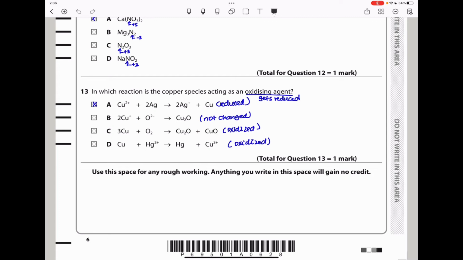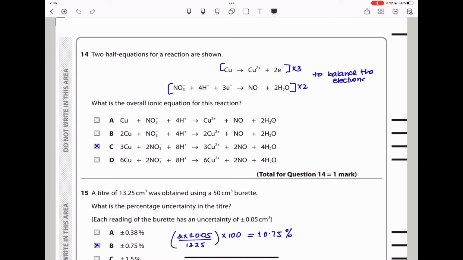Moving on to question 14. Question 14 says, two half equations for a reaction are shown below. So we have half equation that and half equation that. Let me first delete what I wrote so that I can show you. That is how these equations work. So this half equation and that half equation, and then they ask us what is the overall ionic equation for this reaction.